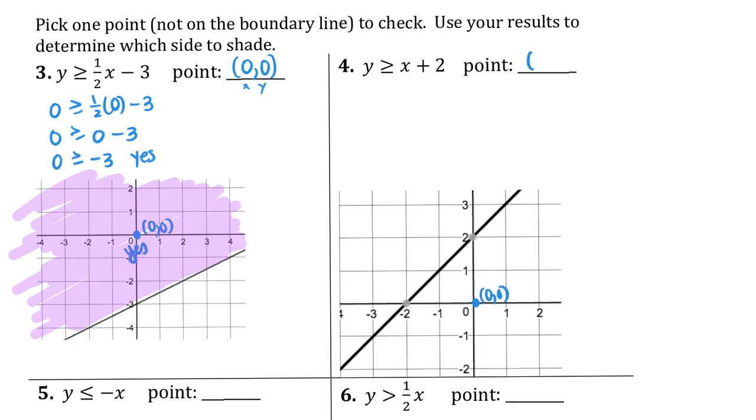Okay, you don't have to pick 0, 0. There's lots of other points that are nice and easy. Okay, now if I pick 0, 0, I get y: 0 is greater or equal to 0 plus 2. So is 0 greater or equal to 2? No, it's not. Okay, so the side with the 0, 0, do not shade that side. If you do not shade that side, you have to shade the other side. So my shading is going to be over here on the other side. And if you have a pencil, you can kind of stripe it in what you want to do.